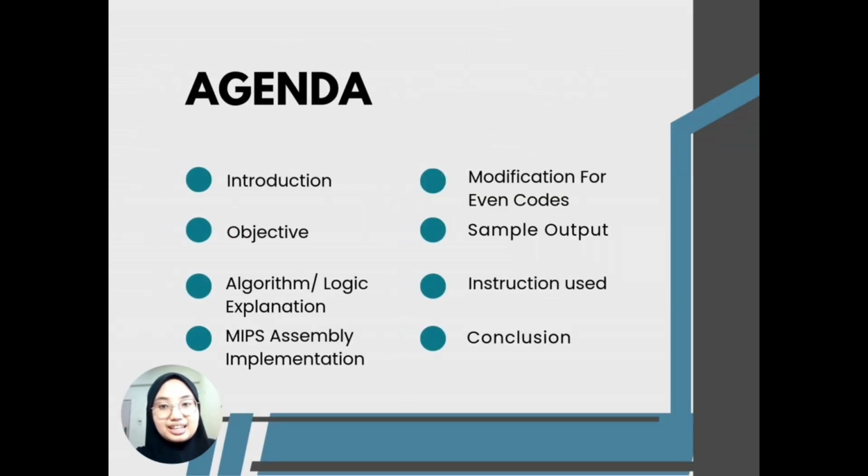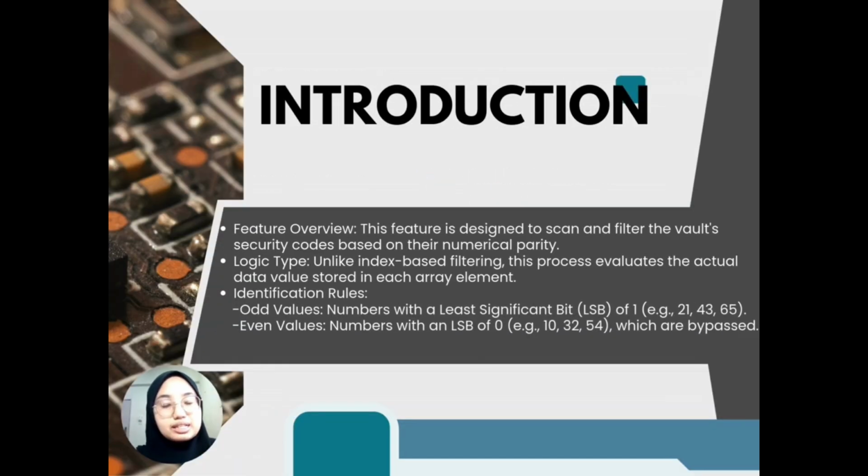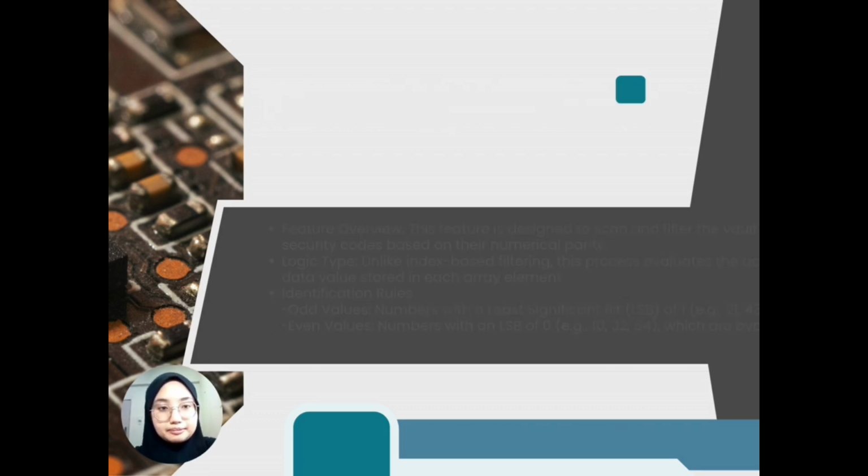As shown in the agenda, we will cover everything from objectives to the final implementation. So the next slide is the introduction. It is designed to scan and filter vault security codes based on their numerical parity. A key distinction here is that the process evaluates the actual data value stored within the array rather than just filtering based on the index position. This ensures we are auditing the codes themselves.